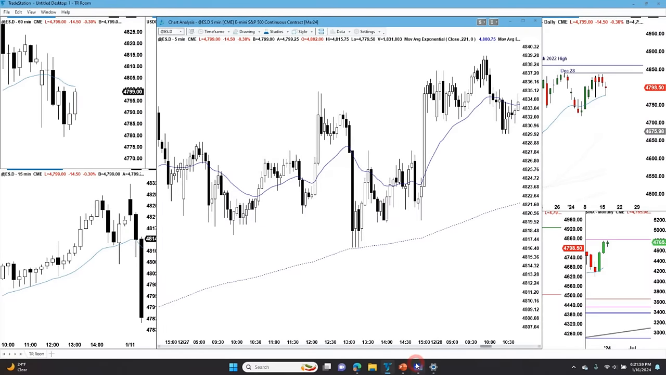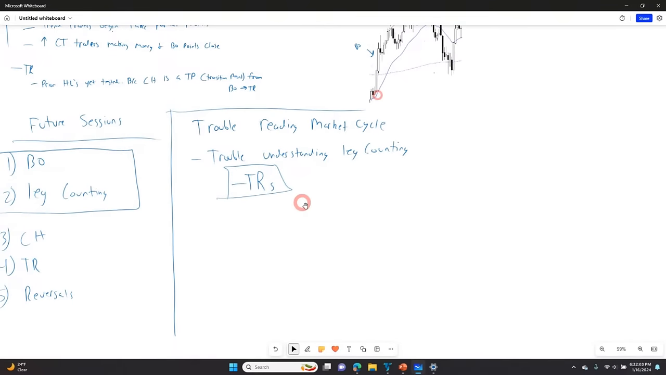So one of the reasons why traders have trouble understanding the market cycle is their inability to go to a higher time frame, and they're confused. Trading ranges are going to confuse you. And the reason they're going to confuse you is, if trading ranges do not cause confusion, then nobody will buy back and forth.